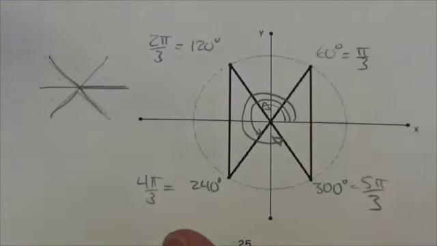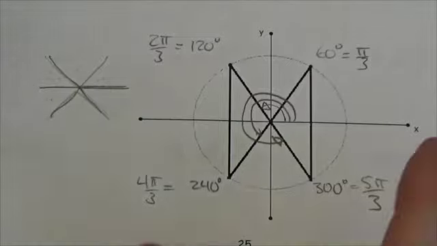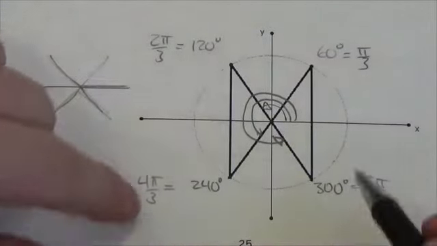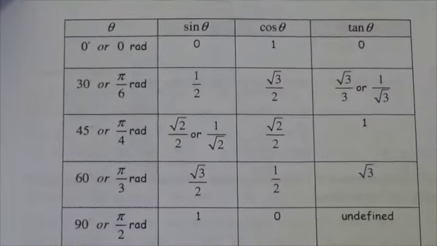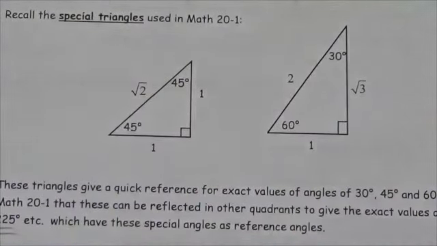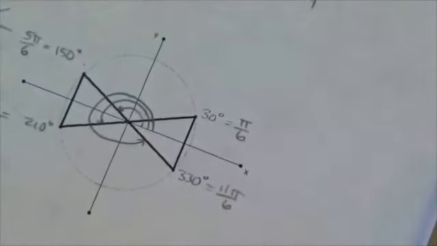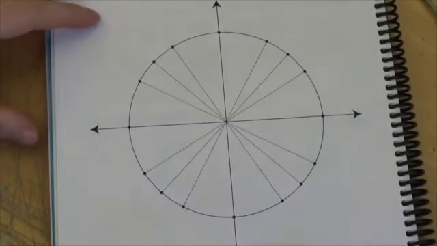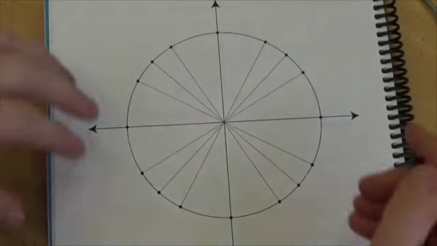Now, what we're going to do with this is take all the information that we've just put together on this page, all these angles, and combine them with the CAST rule and the information that we've got memorized either from this chart or from the special triangles, and put all of this together on this page right here. I'm going to zoom out a little bit here. Okay, so here we go.